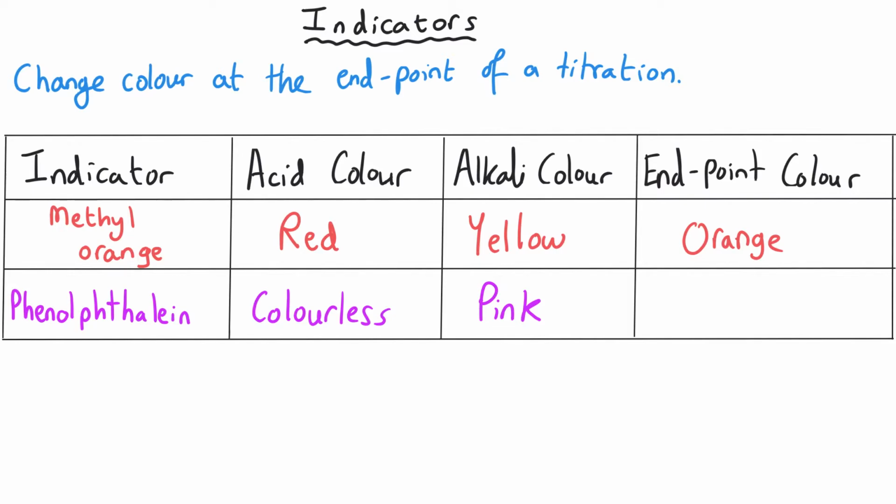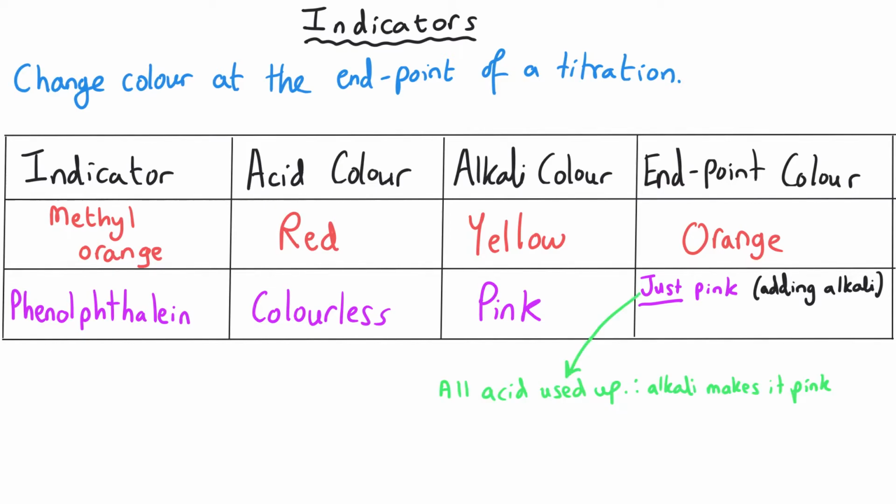If you're adding alkali to the conical flask, you stop when the colour goes pink, just. And that's because all the alkali has been used up and you've added 1 drop of alkali to get the alkali colour.